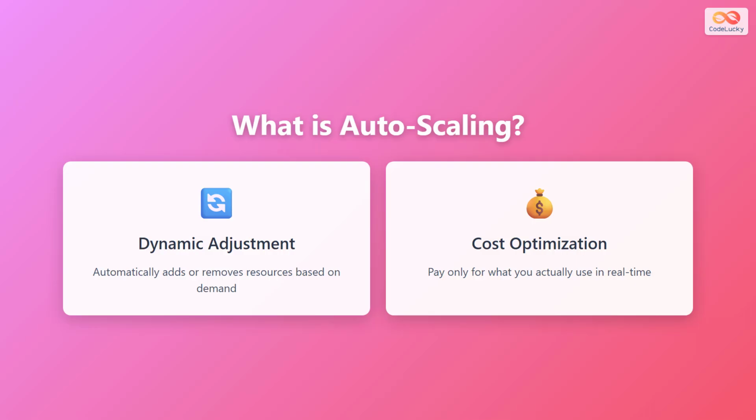Autoscaling is a cloud feature that automatically adjusts your computing resources in response to changing demand. It works in two primary ways. First, through dynamic adjustment, where it adds or removes resources based on real-time demand patterns. Second, through cost optimization, where you pay only for what you actually use at any given moment. This eliminates the need to maintain expensive infrastructure during periods of low activity.